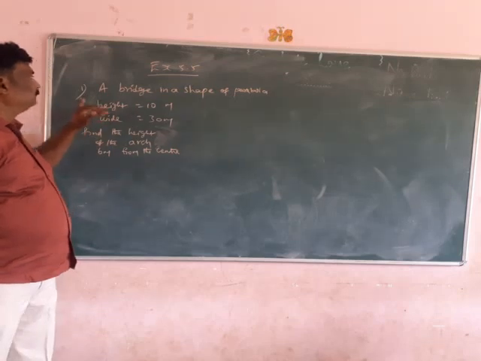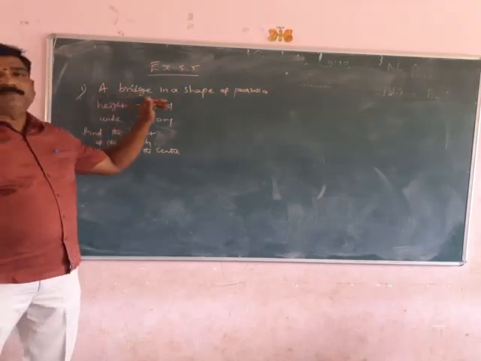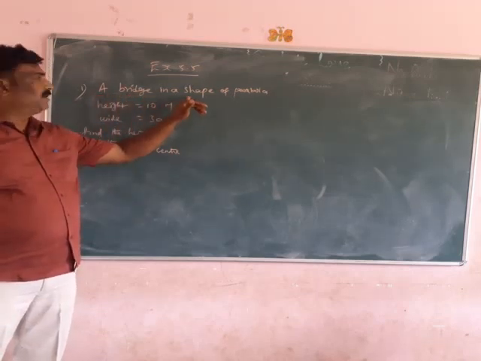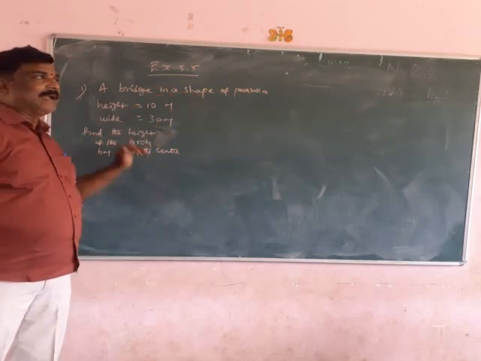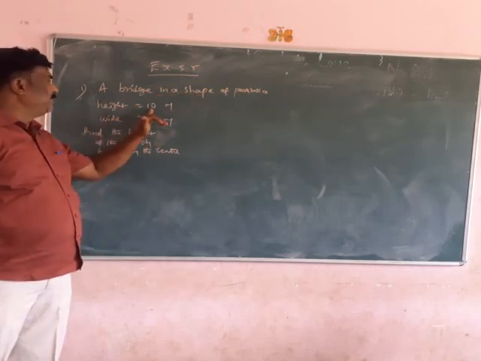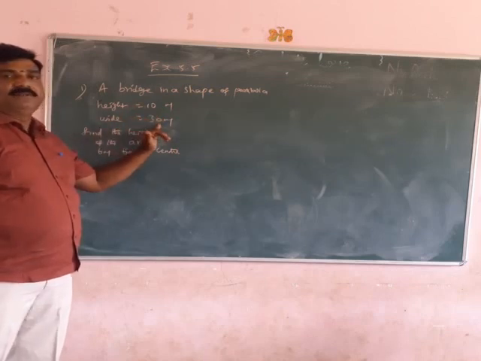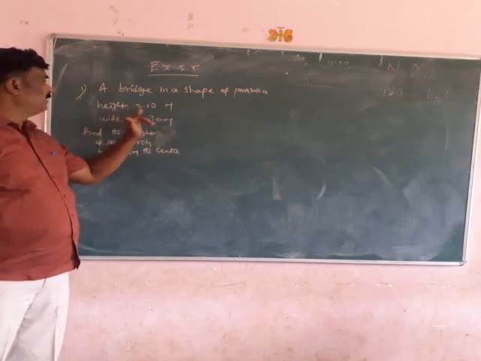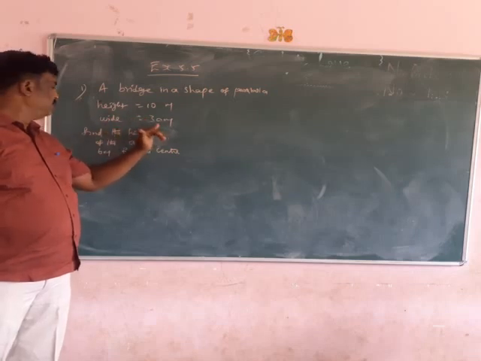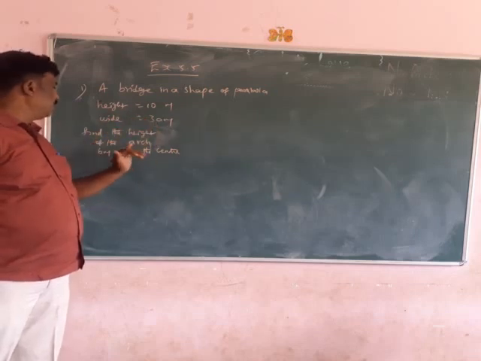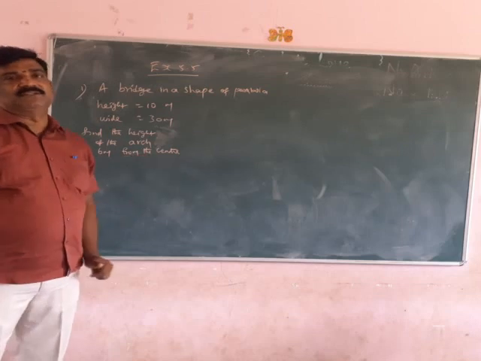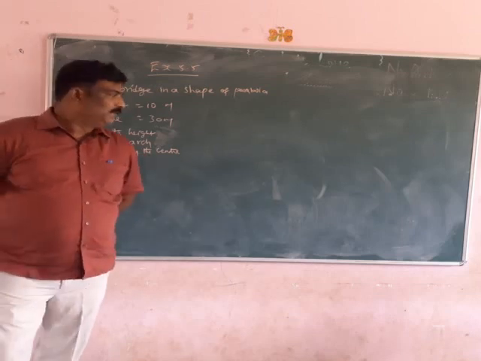So sum number 1. A bridge is in the shape of a parabola. The height in the center is given as 10 meter, and the width is given as 30 meter. Find the height of the arch 6 meter from the center.